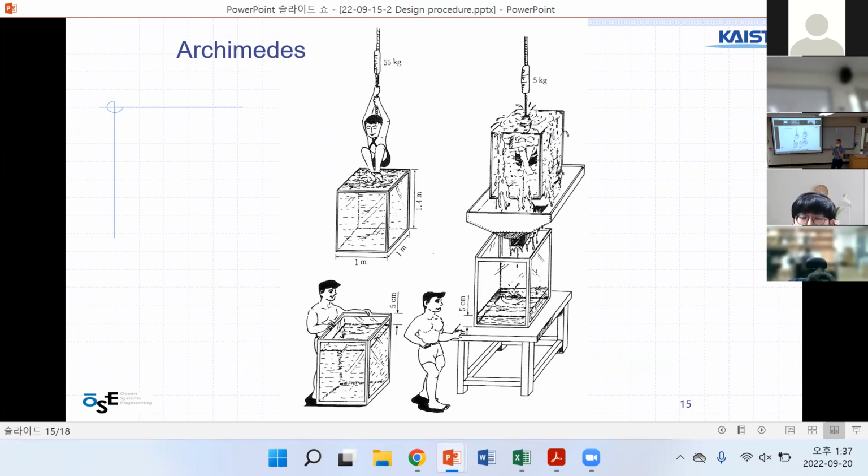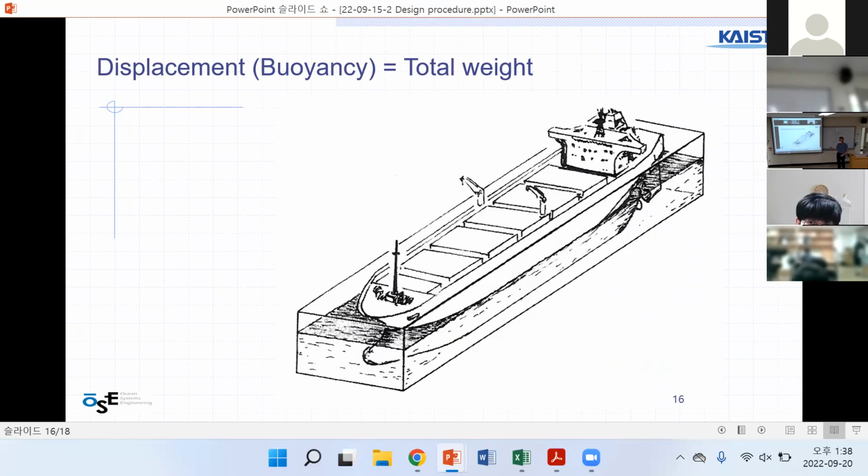This is the same as Archimedes measuring the weight of the gold crown. The gold crown is submerged into the water, and water overflows. Same idea, because the human body is a complicated shape. That's why. So now for the ship, the displacement is the same as the buoyancy, and should be the same as the total weight.